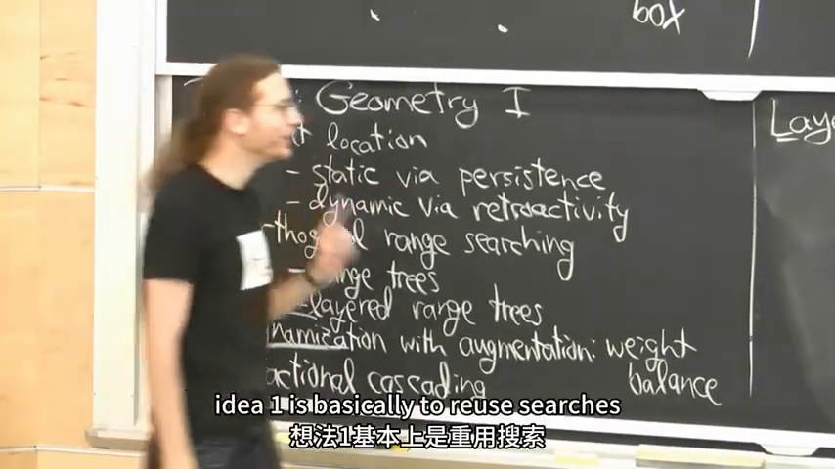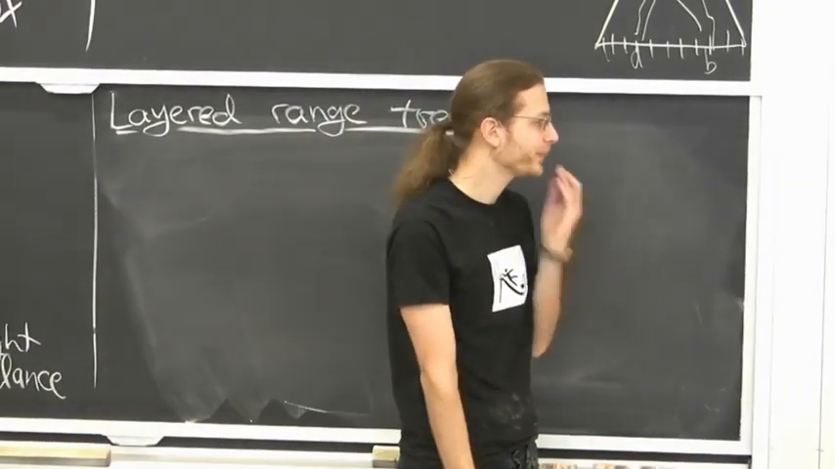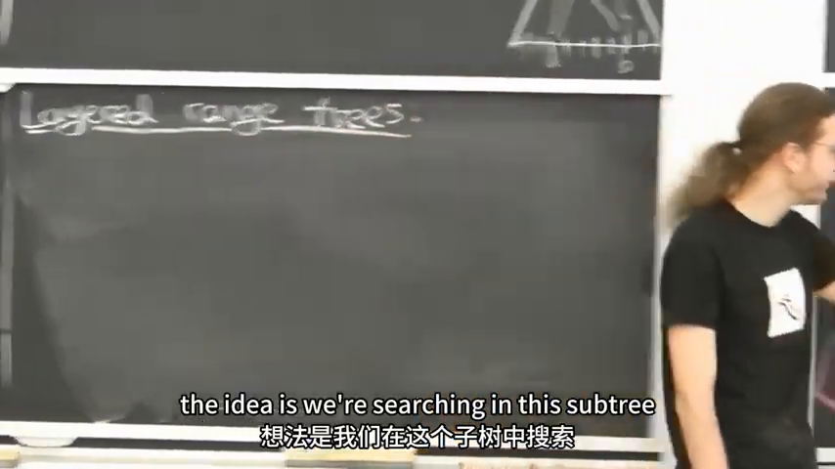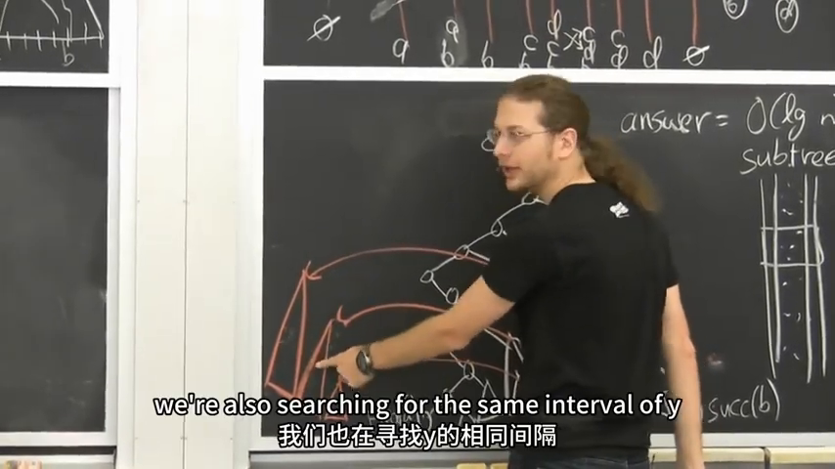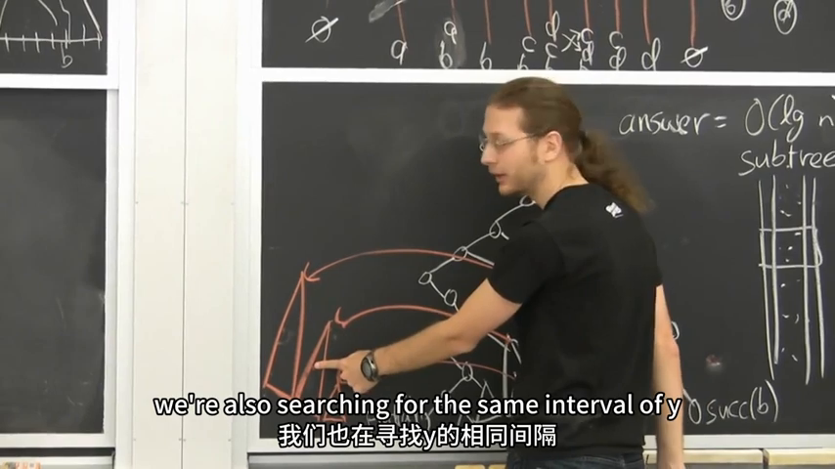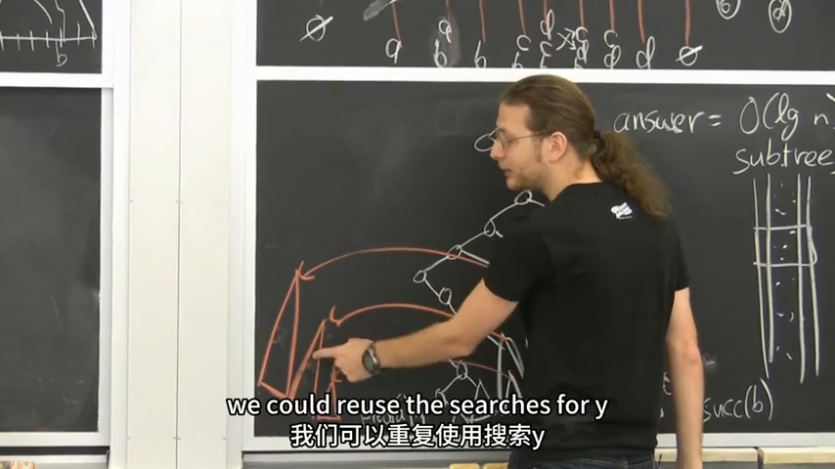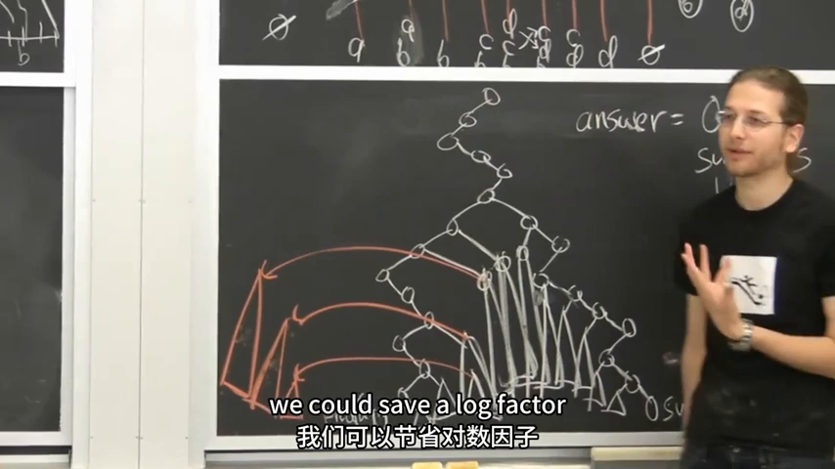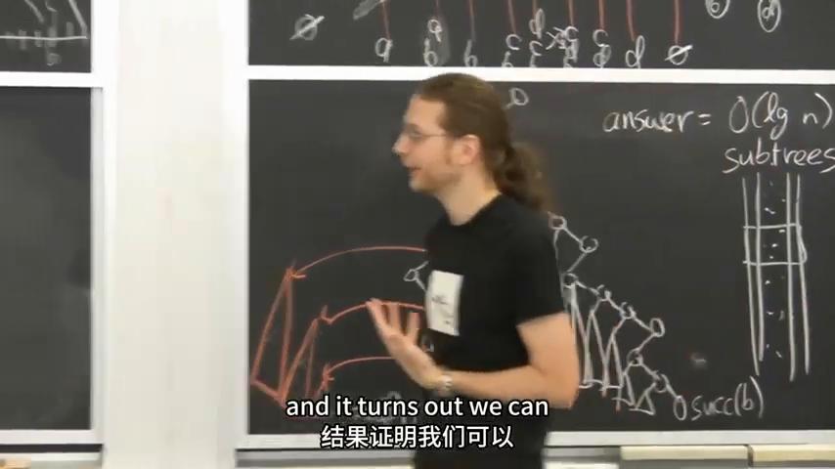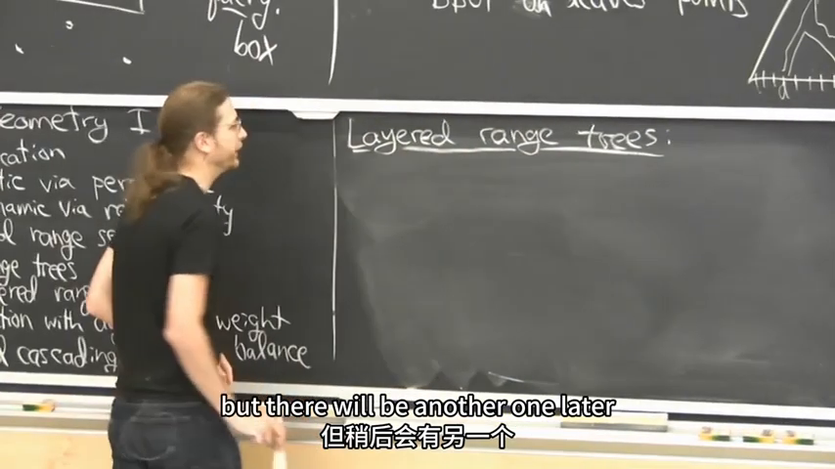So idea one is basically to reuse searches. The idea is we're searching in this subtree, or I guess this subtree, with respect to y. We're also searching for the same interval of y in this subtree. Completely different elements, but if there's some way we could reuse the searches for y in all of these log n subtrees, we could save a log factor. And it turns out we can. And this is one idea in fractional cascading, but there will be another one later.